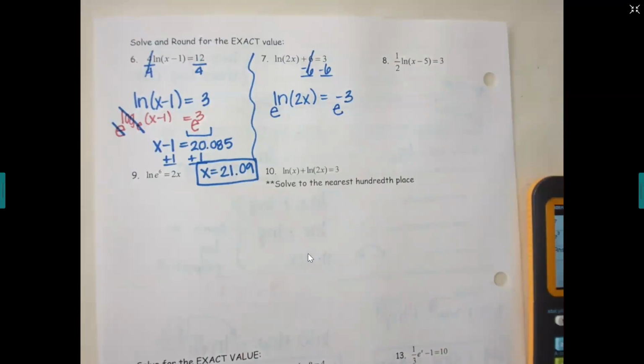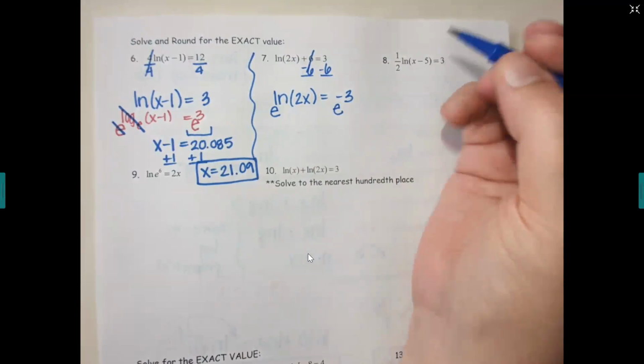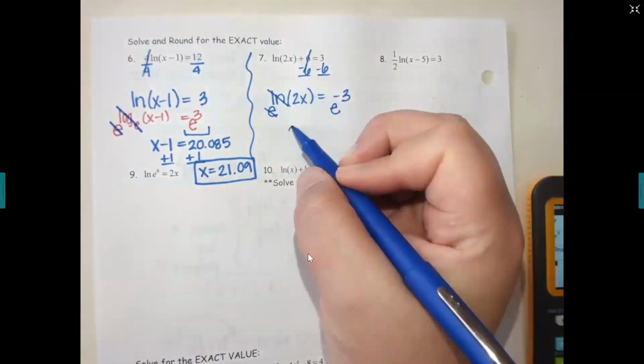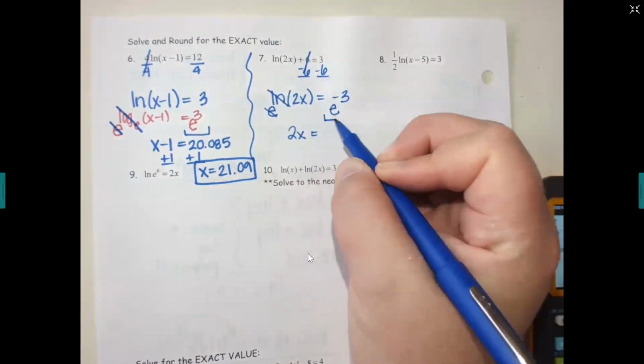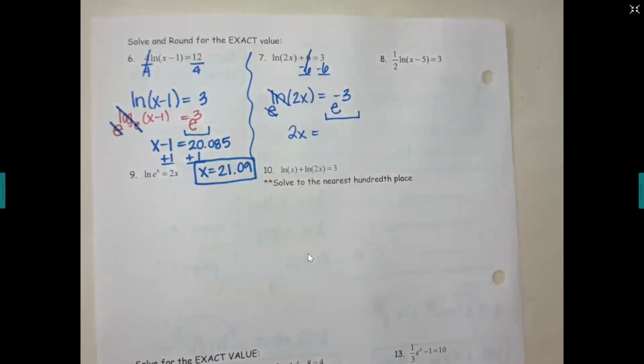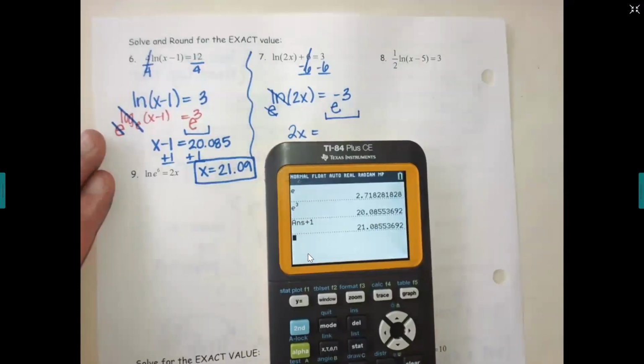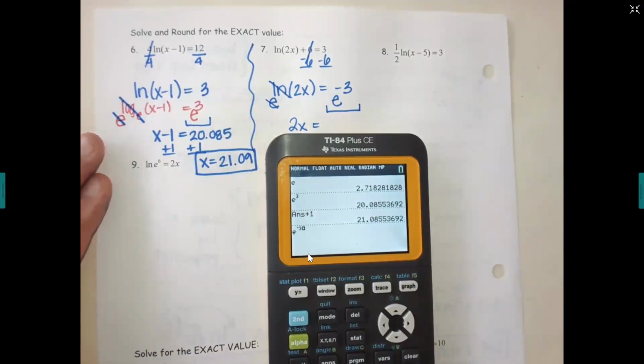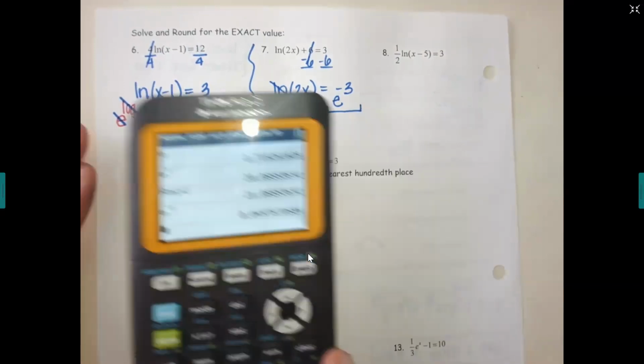And what happens when you put an e on an ln, since they're partners? e and ln are going to cancel out. I'll just keep the 2x equals, and then I'm going to turn this into a number using my calculator. Can I reuse the 20.085 from the previous question? No, because this isn't an e to the 3, it's an e to the what? To the -3.